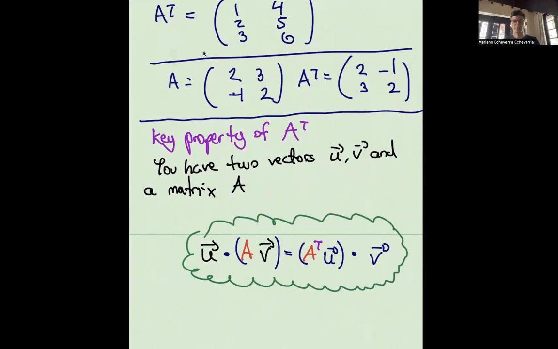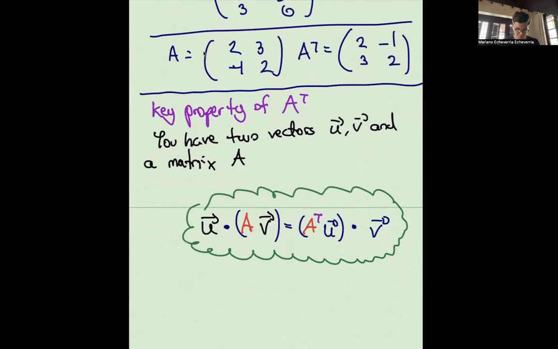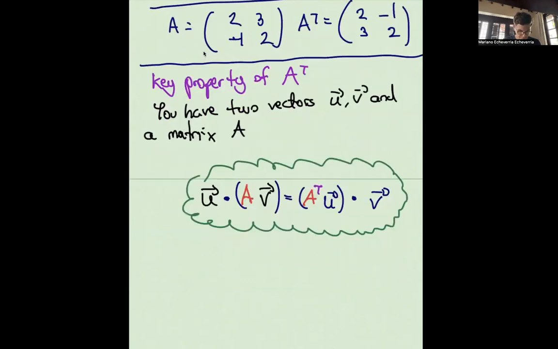So the property is that in a dot product, the matrix A can be moved between different factors as long as you transpose the matrix. Okay, so that is very, very useful. You'll see why in a second. A can be moved to the other vector as long as you transpose it.